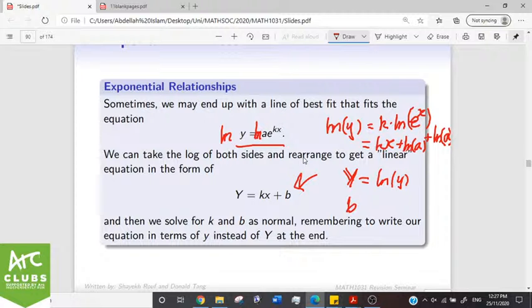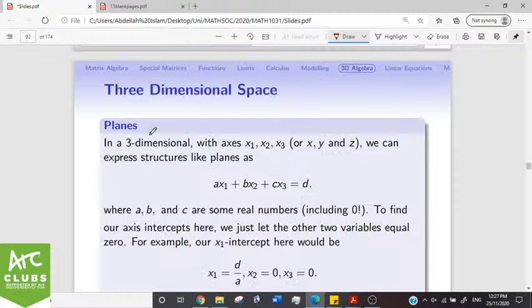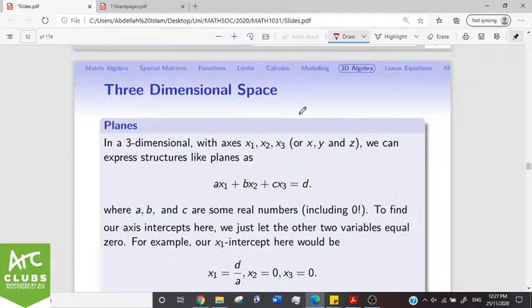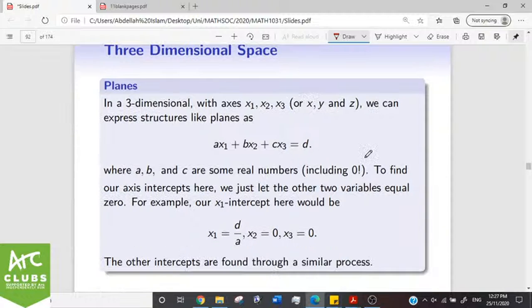And now we have a linear equation, and we can go back to doing a line of best fit. Okay, so here's some 3D algebra, because why not? This is very useful when modeling physical scenarios.